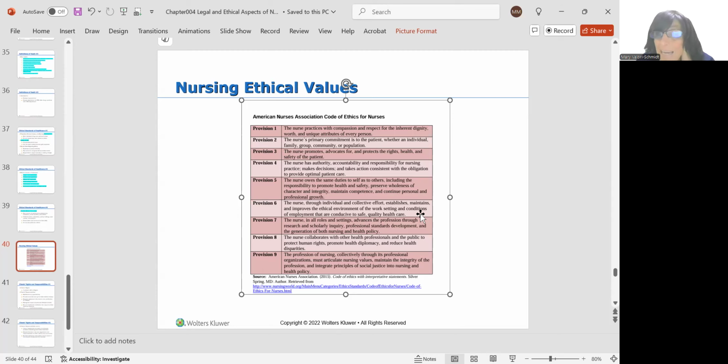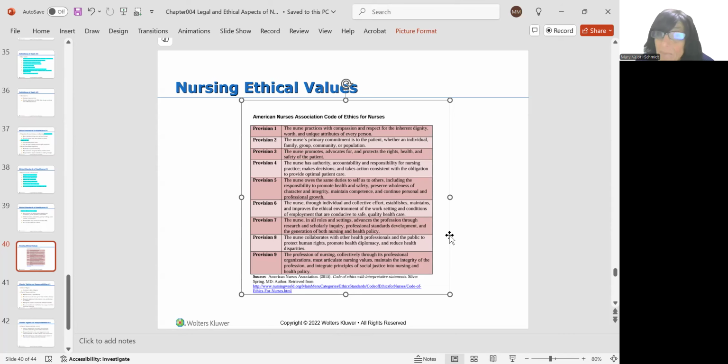You maintain and establish and improve the ethical environment of those around you, right? So make sure it's a safe work environment. The nurse in all roles and settings advances the profession through research and scholarly inquiry. In other words, you're going to look something up. It's got to be from a credible source, and it's got to be science-backed. It can't be, I heard someone say, or I Googled. No, it's got to be based on empirical evidence.